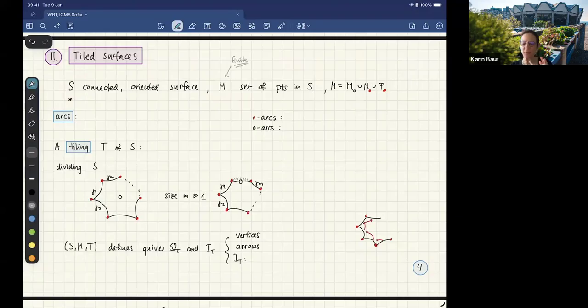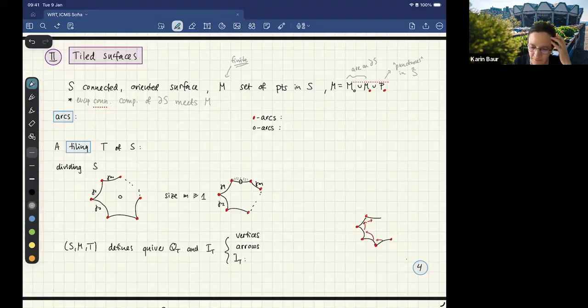Then I distinguish, like I put this marked set into 3 different types. On the boundary, so I need one more condition. Every connected component of the boundary of S meets M. So there should be at least 1 point of M on every connected component. There can be some points in the interior as well. So these are on the boundary, and these are called punctures in the interior of the surface.